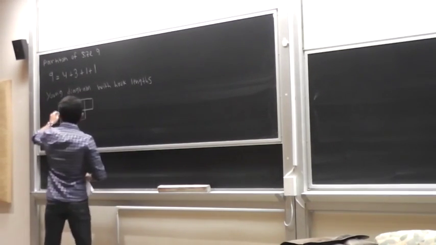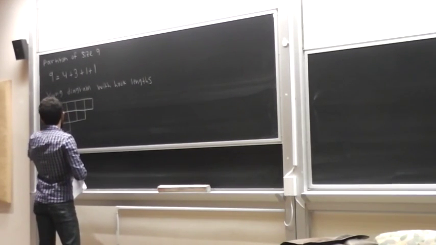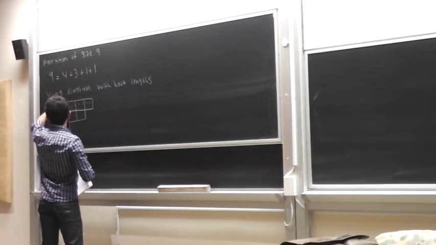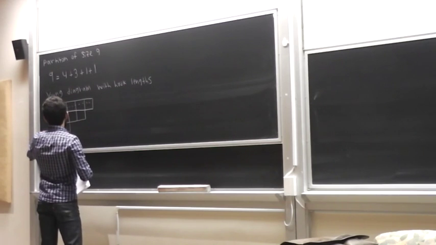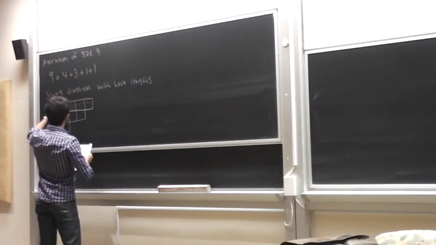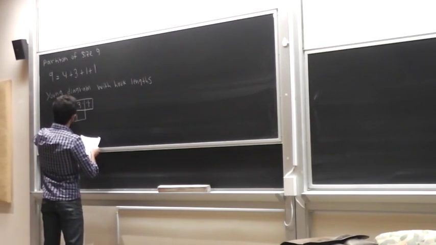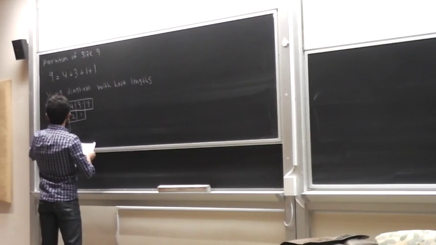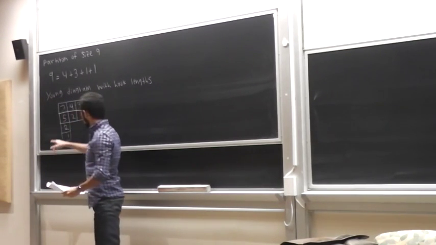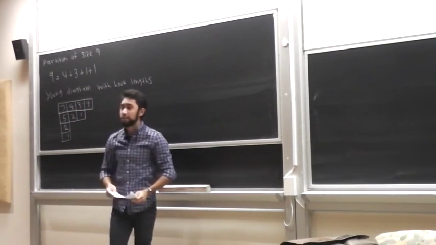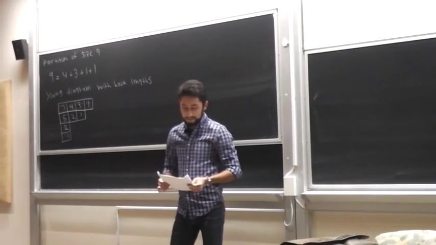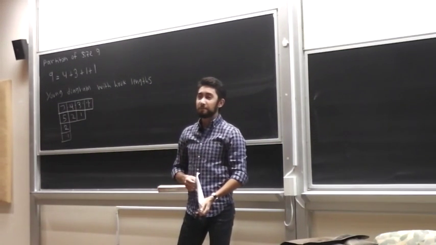So for example, for the hook length of this box, we just count all of these boxes: 1, 2, 3, 4, 5, 6, 7. And then as you fill in the rest, you get 7, 4, 3, 1, 5, 2, 1, 2, 1. Those are the hook lengths of all the boxes in the Young diagram. Okay, any questions about that?